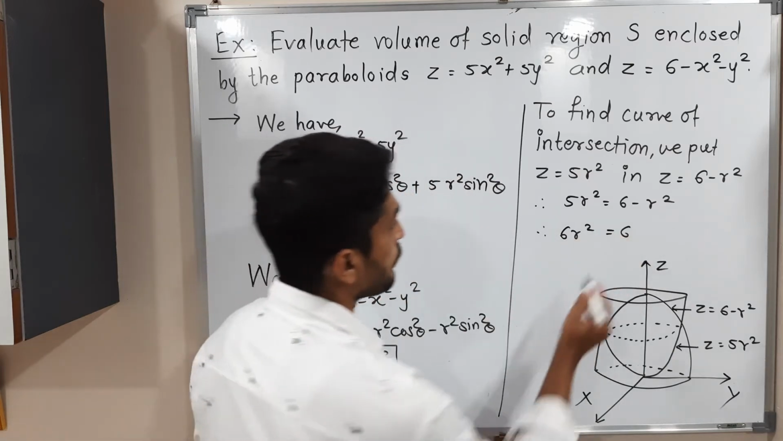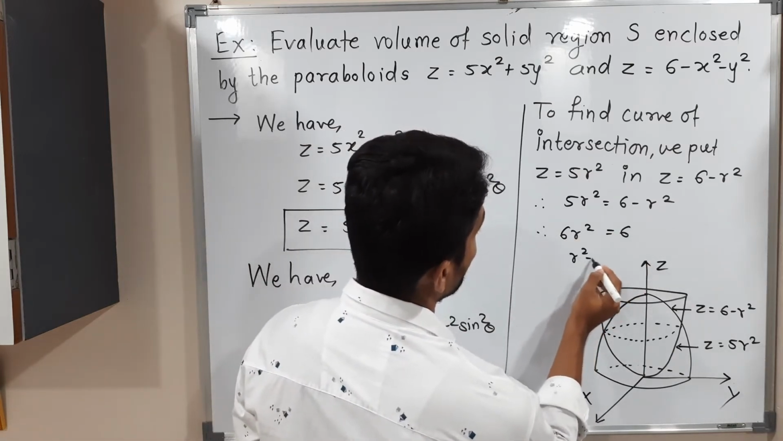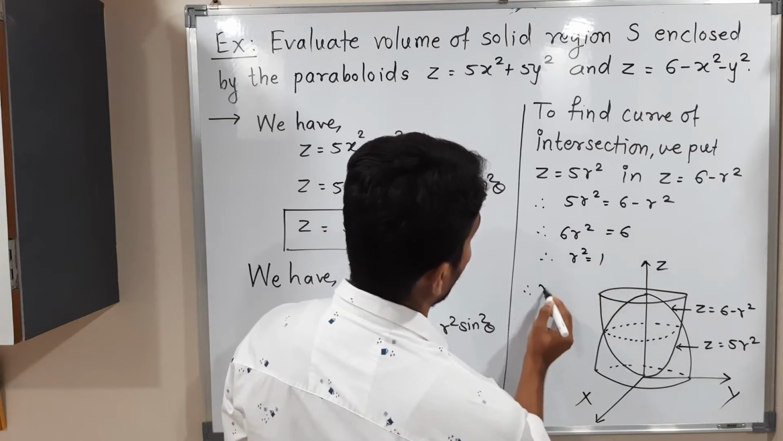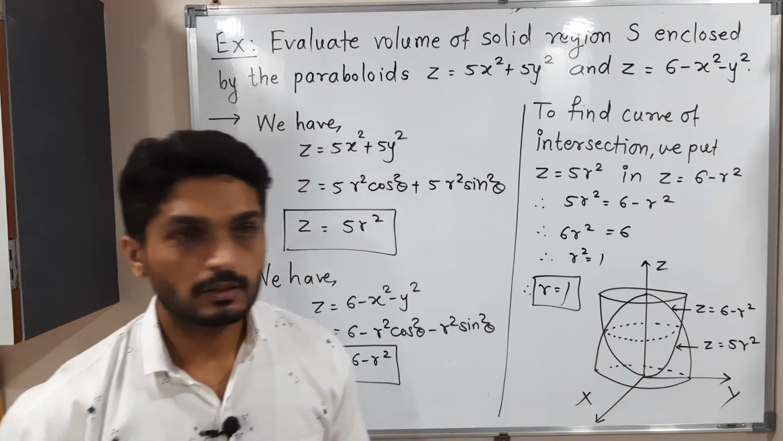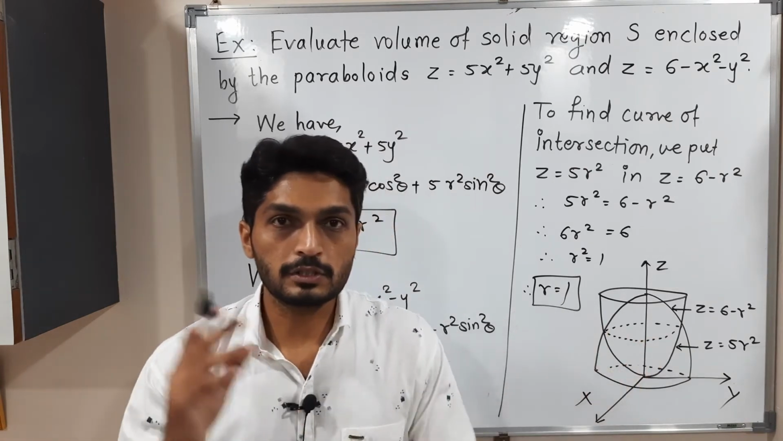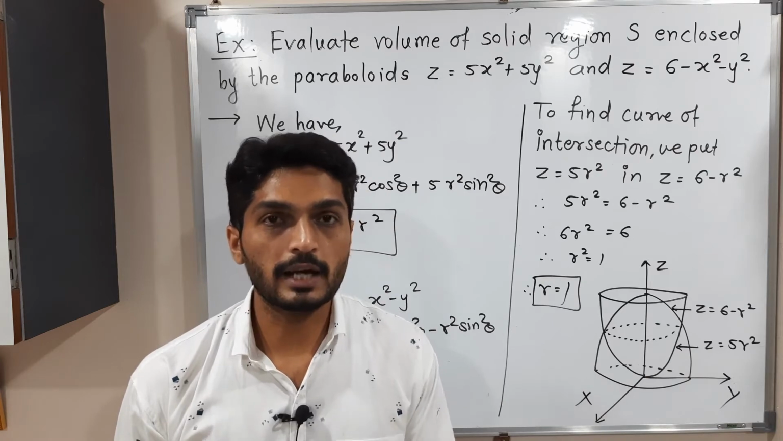6 will get cancelled from both sides. So r square is equal to 1. So therefore, r is equal to 1. So see, this is the equation of a circle. You know that the curve of intersection is a circle. So we get its equation r is equal to 1.